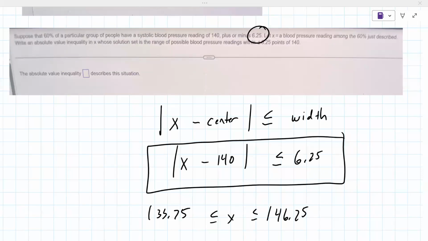Next one here looks like it could be a little different than what we've been doing. I don't remember seeing this one.